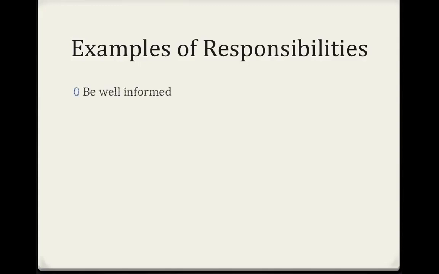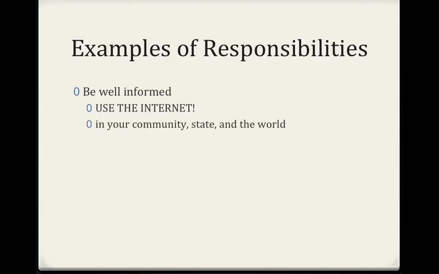Now, another example is to be well informed. I put on here, use the internet. And do I really mean use the internet? The internet, I think, has absolutely destroyed the excuse of being ignorant about something anymore. What I mean by ignorant is not knowing. There's no good excuse anymore for not knowing something. We have access to information like no other human beings who have ever existed. So use the internet, for crying out loud. You need to know what's happening in your community, in your state, and then, of course, world events.